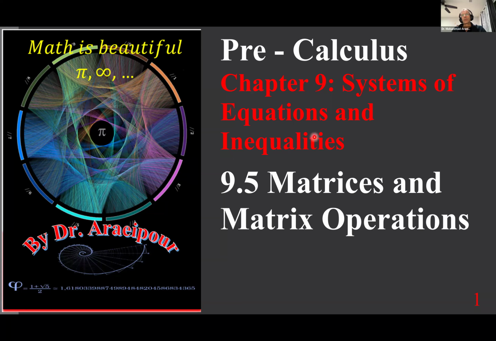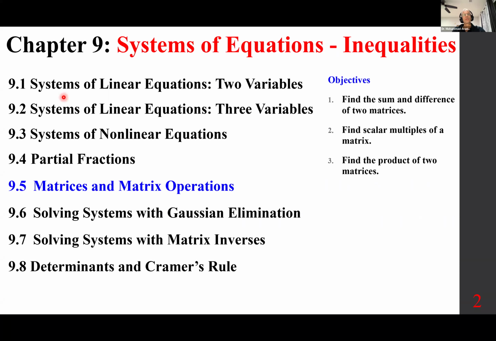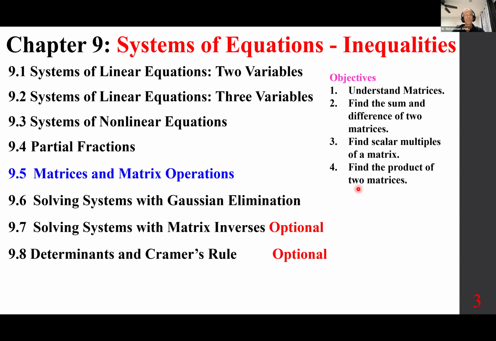Good afternoon, class. We are looking at Chapter 9, Systems of Equations and Inequalities, and here's Section 9.5, Matrices and Matrix Operations. We covered systems of linear equations in 2 variables, in 3 variables, systems of nonlinear equations, partial fractions, and now matrices and matrix operations. The objectives are to find the sum and difference of 2 matrices, find a scalar multiple of a matrix, and find the product of 2 matrices.